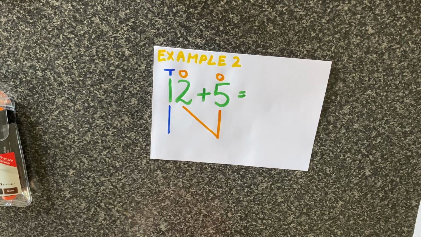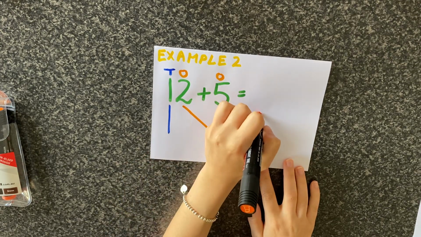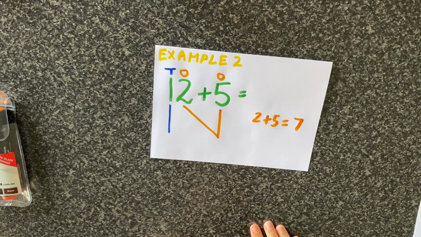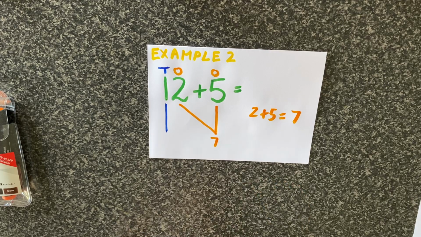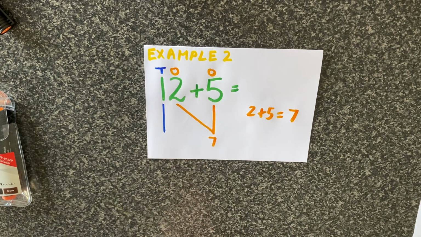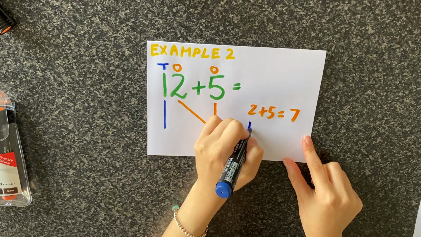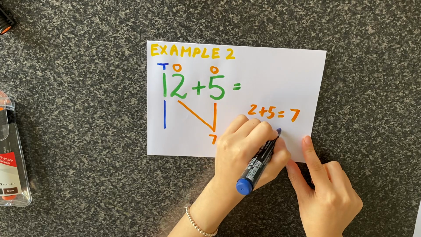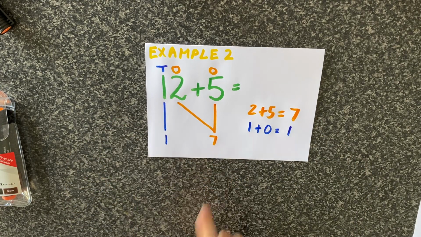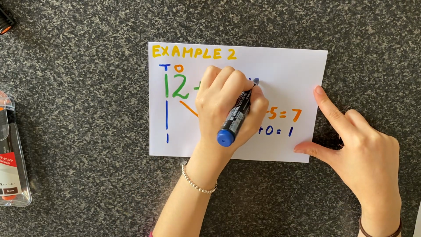The first thing I need to do is my ones. So I've got 2 plus 5. Have to think about what that equals. I've got 7, so I'm going to write my 7. Now, my tens doesn't have a matching tens to it, so 1 plus 0 gives me still 1. So there you go. My answer to 12 plus 5 is 17.